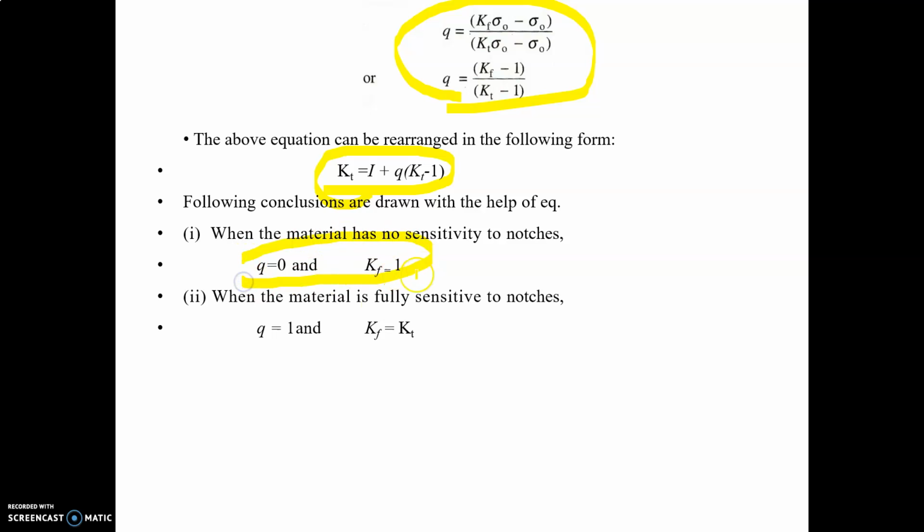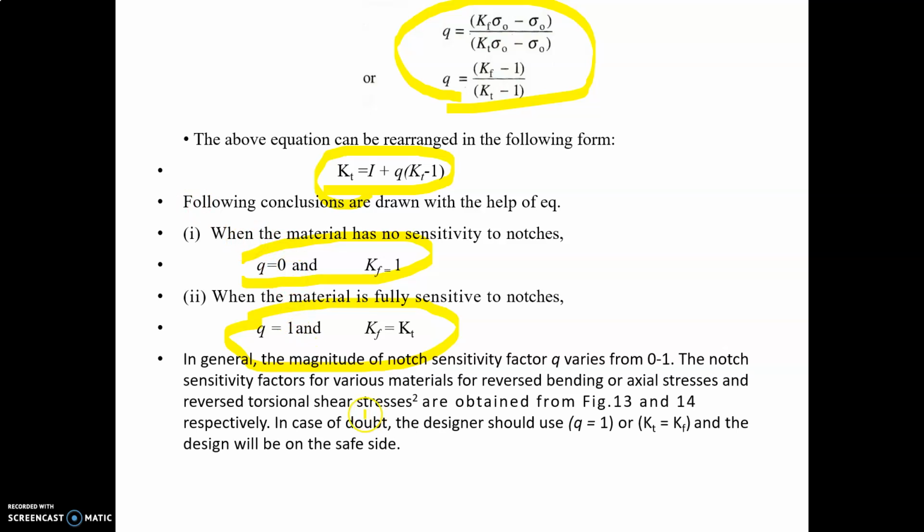So these are important terms. If q is equal to 0, kf is equal to 1, and if q is equal to 1, kf is equal to kt. That means the material has no sensitivity and the material has full sensitivity. So it lies between 0 to 1 only. In general, the magnitude of the notch sensitivity factor q varies from 0 to 1.